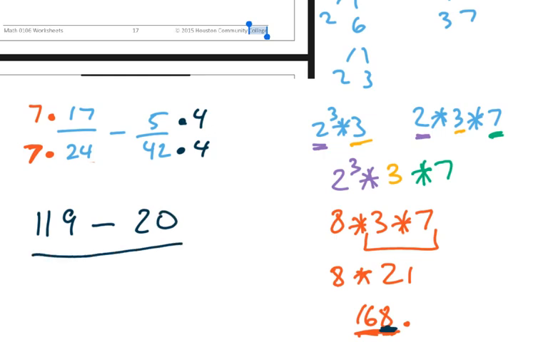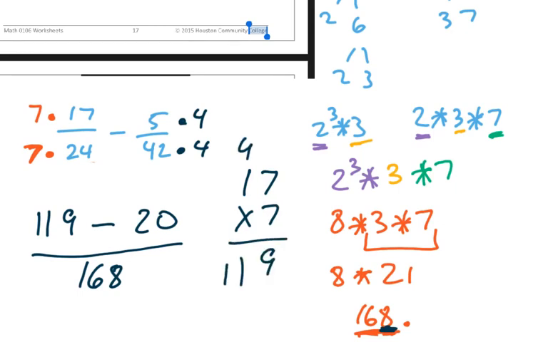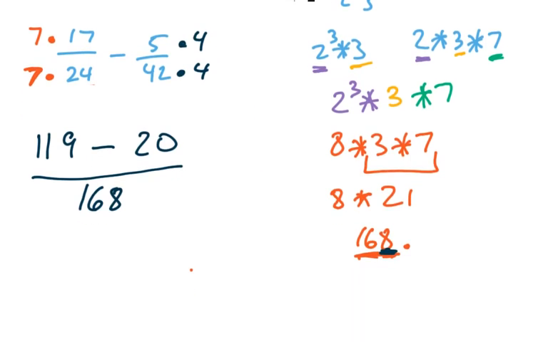Okay, so if I did this correctly, 17 times 7 should be, I'm going to just double check, yep, 17 times 7 is 119, and then 5 times 4 is 20, all right? So then we're going to solve this. My advice to you when you see 119 minus 20, realize if I did 120 minus 20, that would be 100. So it makes sense that this would become 99, and this is 168.